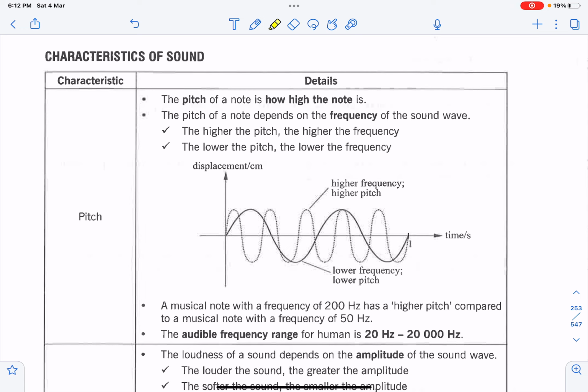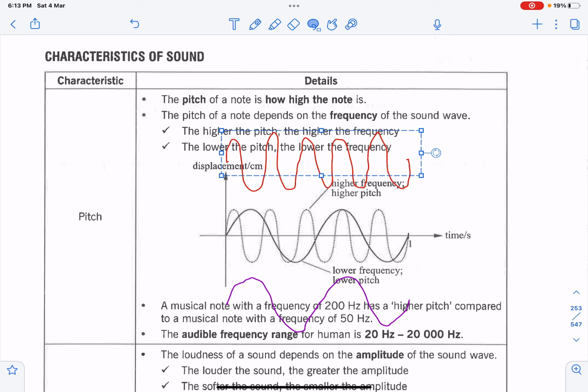So what is meant by frequency? Comparing this graph, the one in purple, if I draw it out, it'll be something like that, versus this particular graph in red. What we can see is the red wave has more humps or more waves as compared to the one in purple. Hence, the one in red has a higher frequency of sound. A higher frequency will generate a higher pitch, whereas the one in purple, because it has a lower frequency, will have a lower pitch.